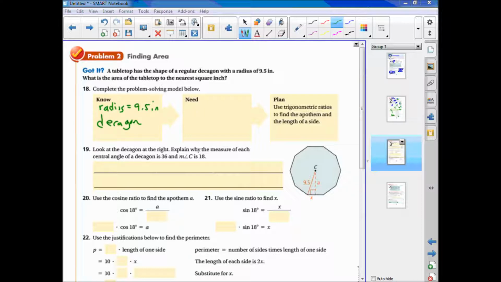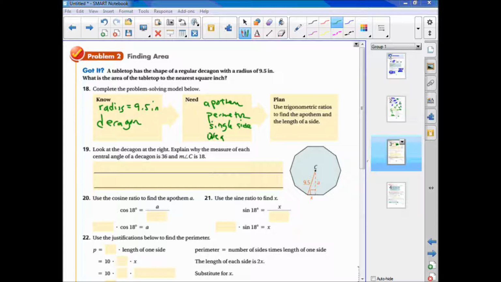Okay, what do we need? Well, we need to know the apothem length. We need to know the perimeter, which means we'll need to know a single side. And then we're going to need to find the area, of course, because that's what it asks us for. So use trigonometric ratios to find the apothem and the length of a side. So look at the decagon at the right and explain why the measure of each central angle of a decagon is 36 degrees. And the measure of angle C is 18.